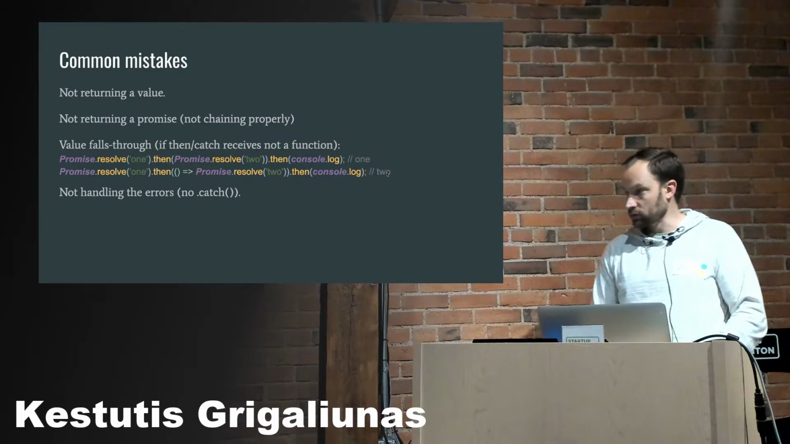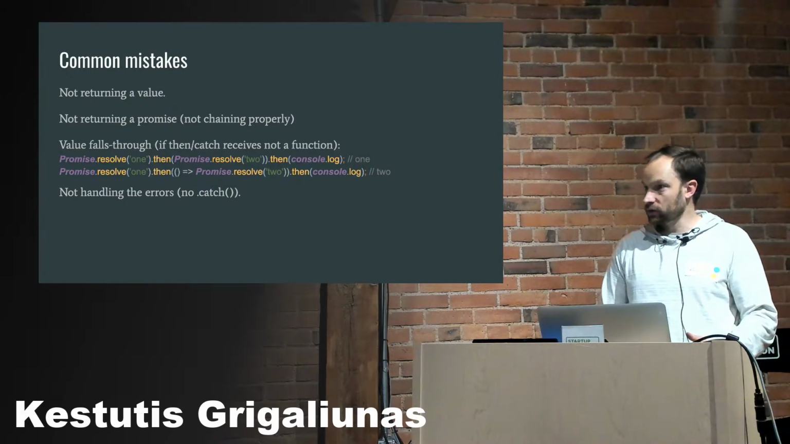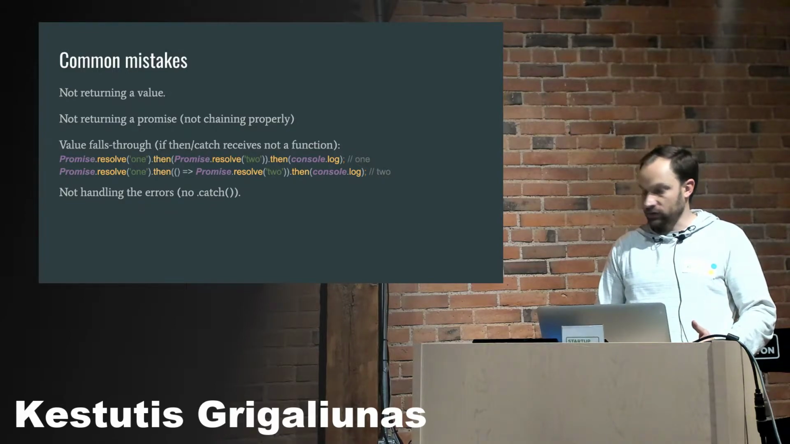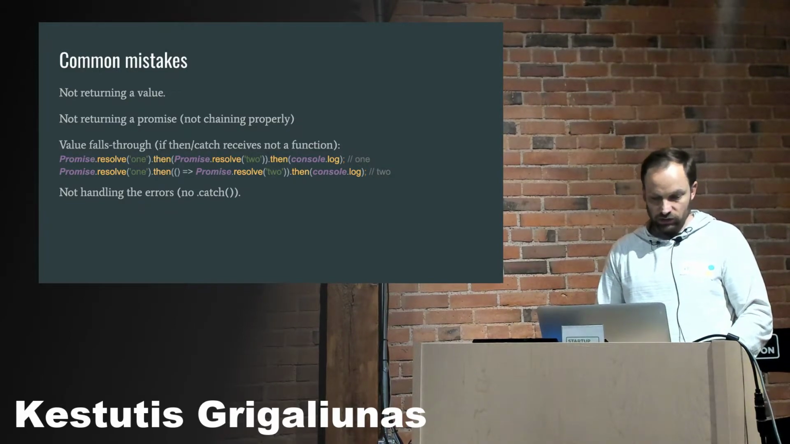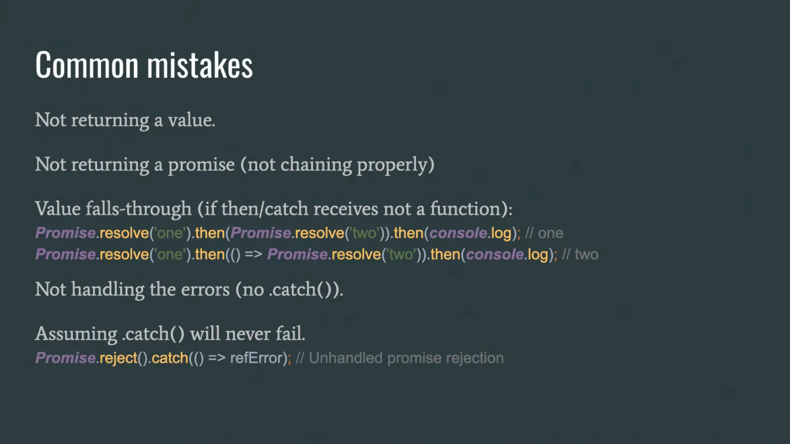And not handling errors. It's like everything else, but with promises it's especially easy to miss, because it doesn't throw exceptions in your face, so you might be lazy and say, oh, it works, the happy path is fine, but after some time it just silently starts breaking. Another thing is assuming that catch will never fail. For a simple example, I made a reference error happen on purpose here, and as a result we get an unhandled promise rejection. So to catch that, we need another catch, because we can chain catch and then, multiple things.